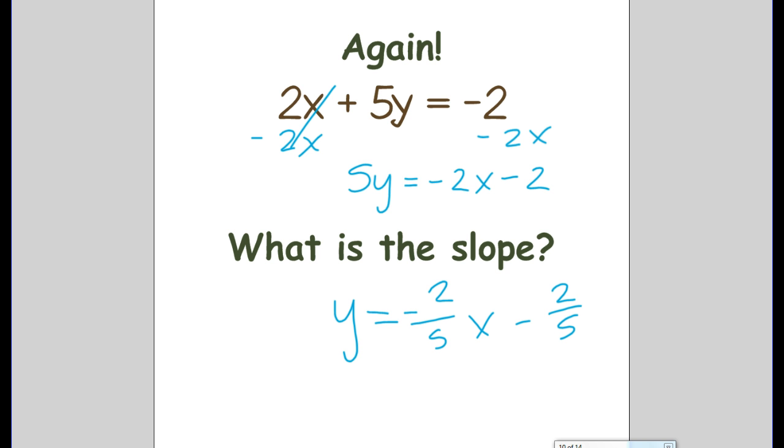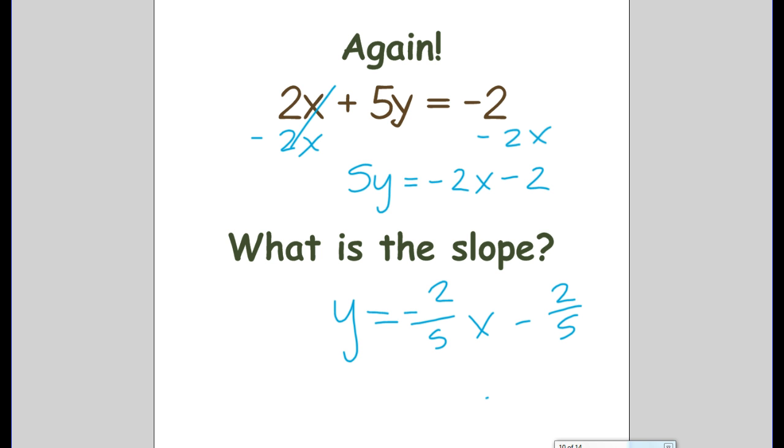How many steps was that? 2. Whoa. It was 2 steps. I moved the x, I divided by the number in front of y. I did 2 steps. Don't be intimidated. This is a 2-step problem. 2 is not a lot. You can do 2 steps.